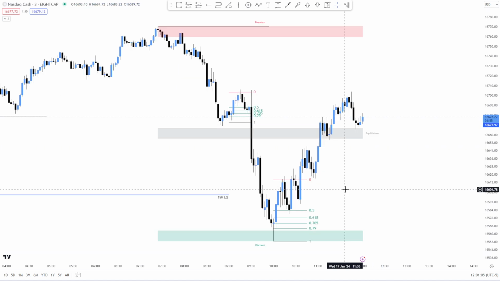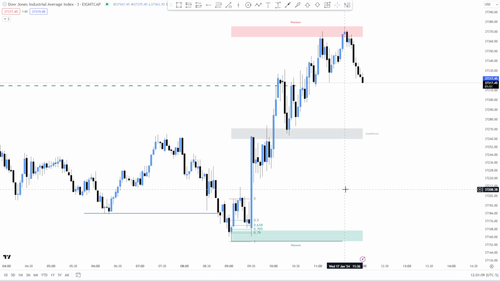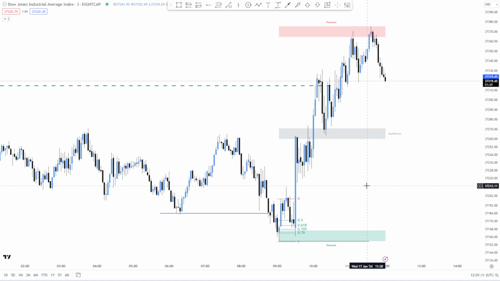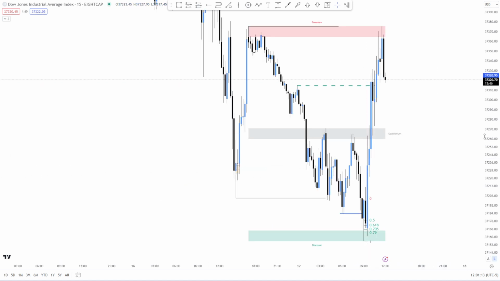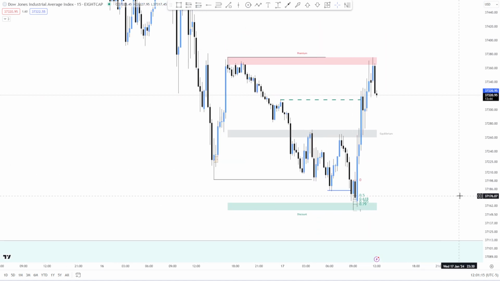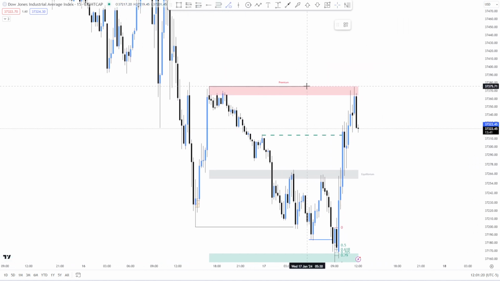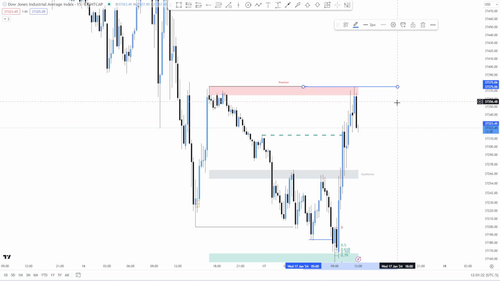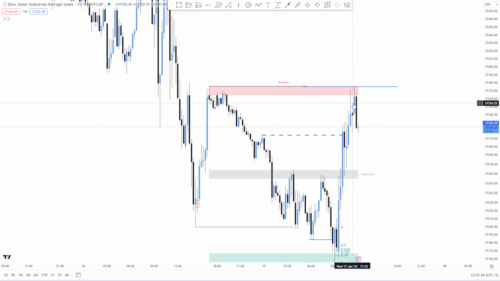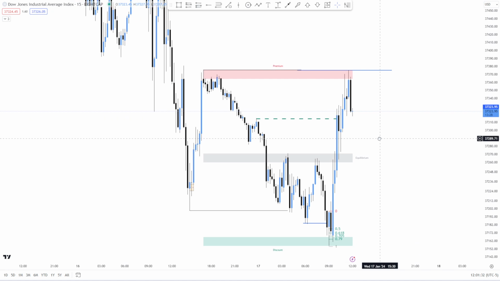Again, this is the S&P. NASDAQ still playing out. US30 on the downturn, looks like. Let's check out the 15 and see what it's looking like here. I would really want to see something swept, or at least this area swept here, before I would get in.